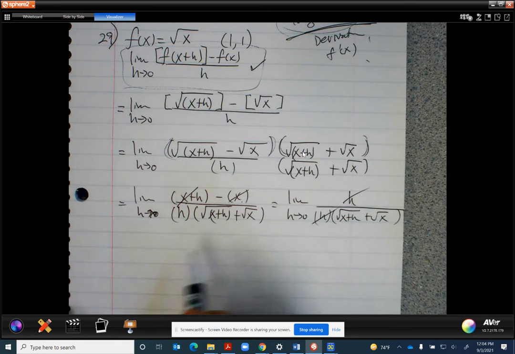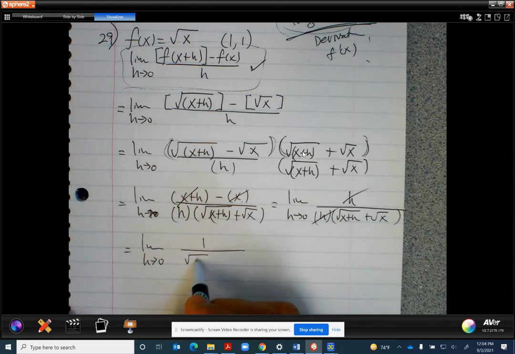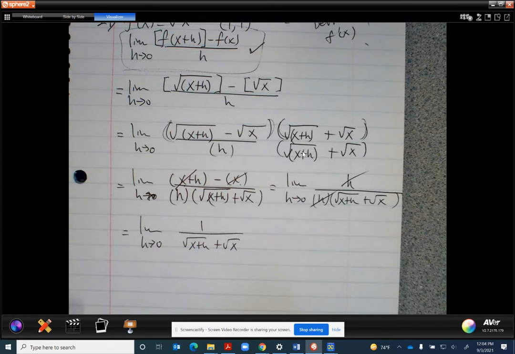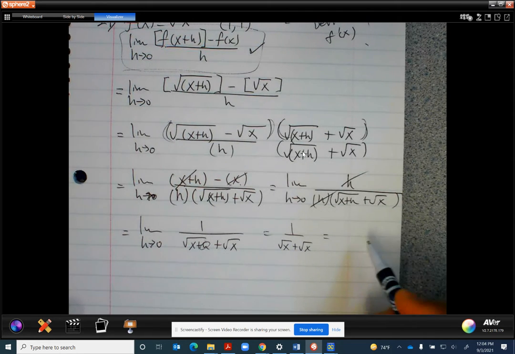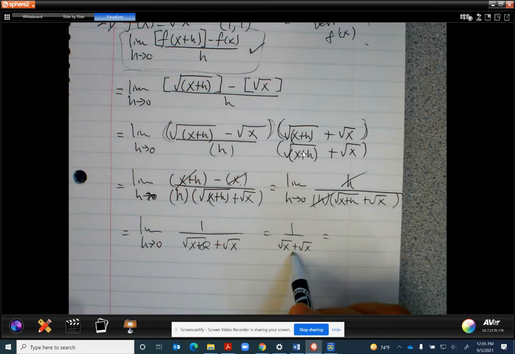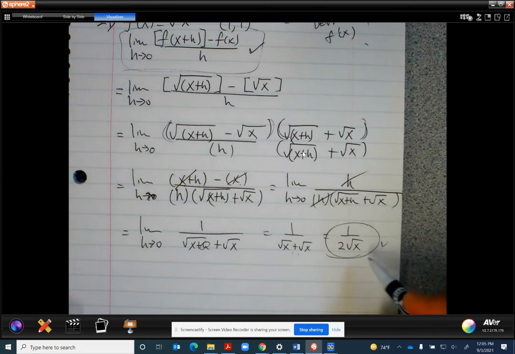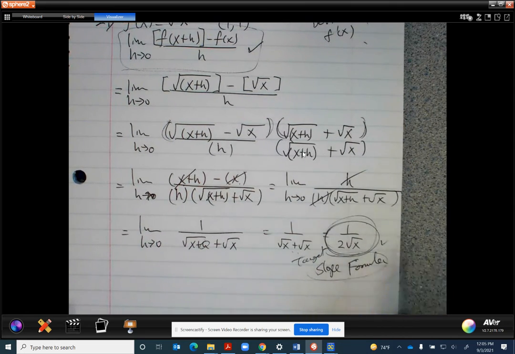All right, so what is it if you factor this? This is limit h goes to 0, 1 over square root of x plus h plus square root of x. Can I use direct substitution now? Yes. So h is 0, so what is 1 over square root of x plus square root of x? Square root of x plus square root of x is 2 square root of x. And what is this? This is your slope formula for your tangent line. So basically this is your slope.